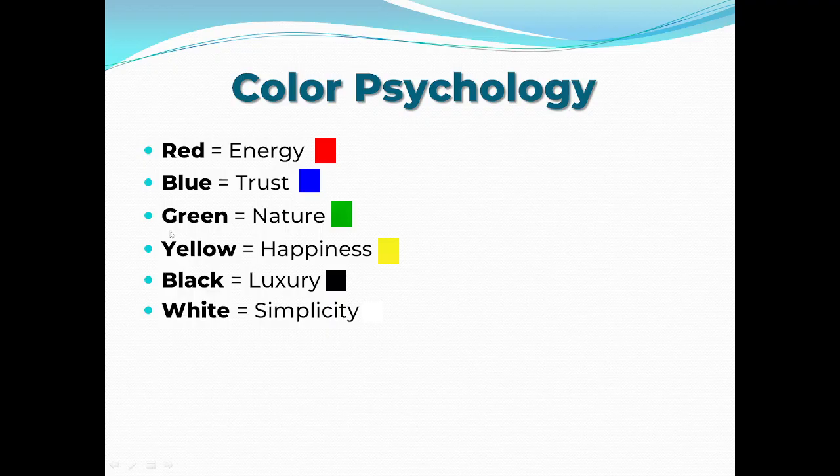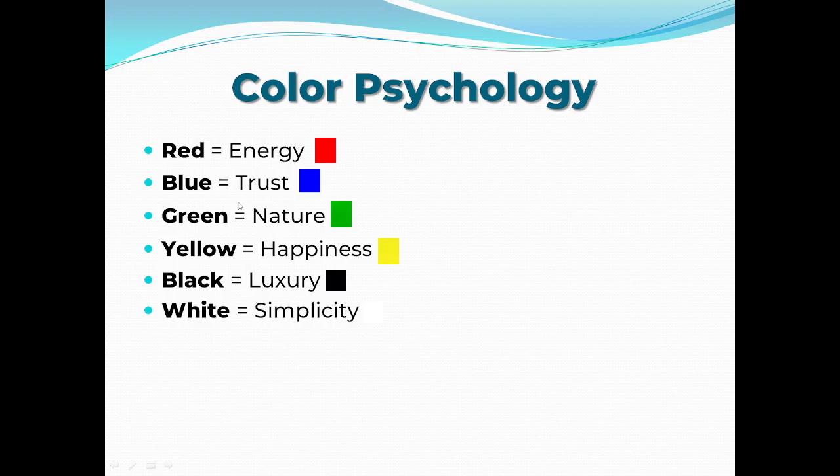The third one is green. The color psychology for green is nature. The fourth one is yellow. The color psychology for yellow is happiness. You can see here. The fifth one is black. The color psychology for black is luxury. You can see it here. And then the sixth one is white. The color psychology for white is simplicity. So you can see all these colors with their psychological representation and interpretation.